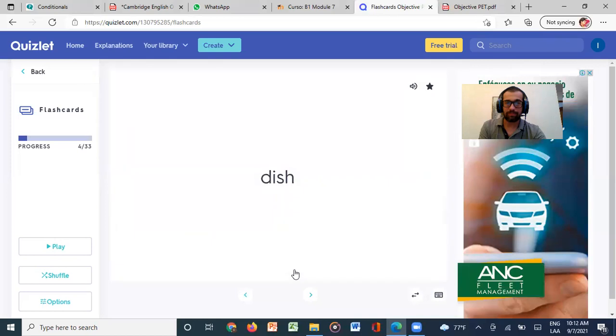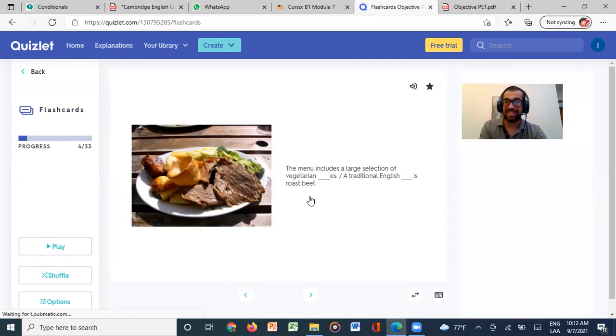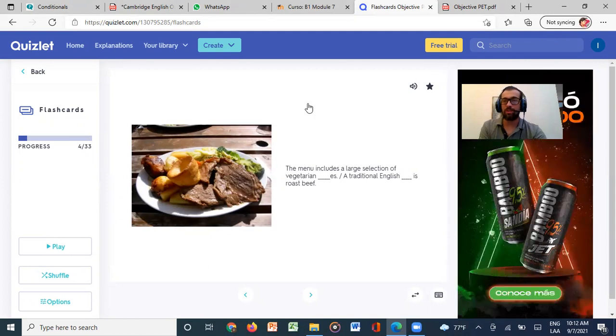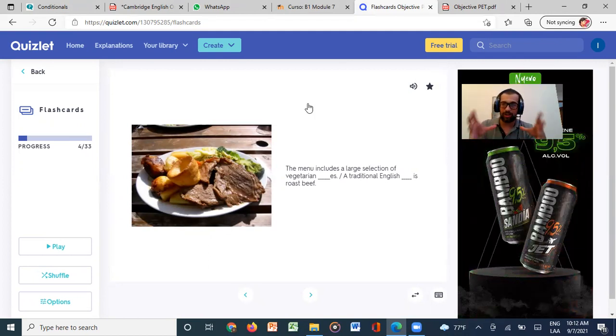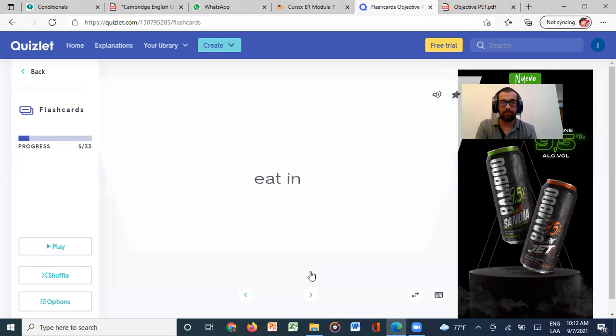Number four, dish. The menu includes a large selection of vegetarian dishes. A traditional English dish is roast beef, right? So it's similar to Spanish, right? The dish, the main dish, right? So that would be an example.